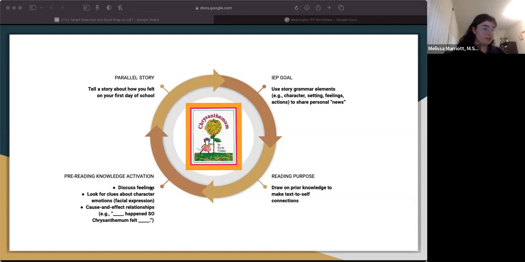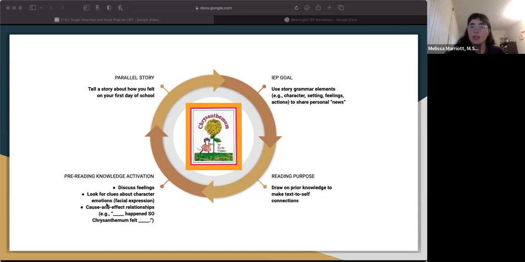The pre-reading knowledge activation then should probably address a discussion of feelings. What feelings do you know? Maybe if it were a very emergent communicator, we're just going to go through and navigate to the feelings on the devices and find out what kinds of feelings there are. How do those things feel in your body? How do they look on your face? We're just going to have a big talk about feelings in order to understand what happens in this book.